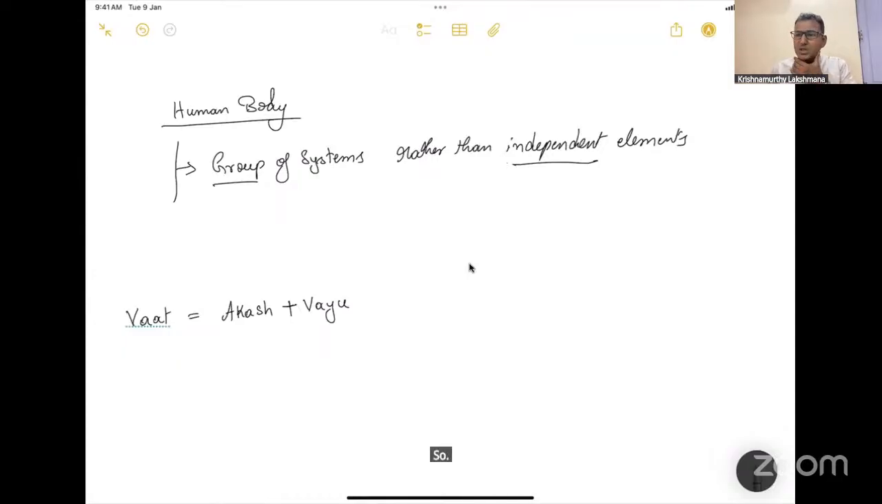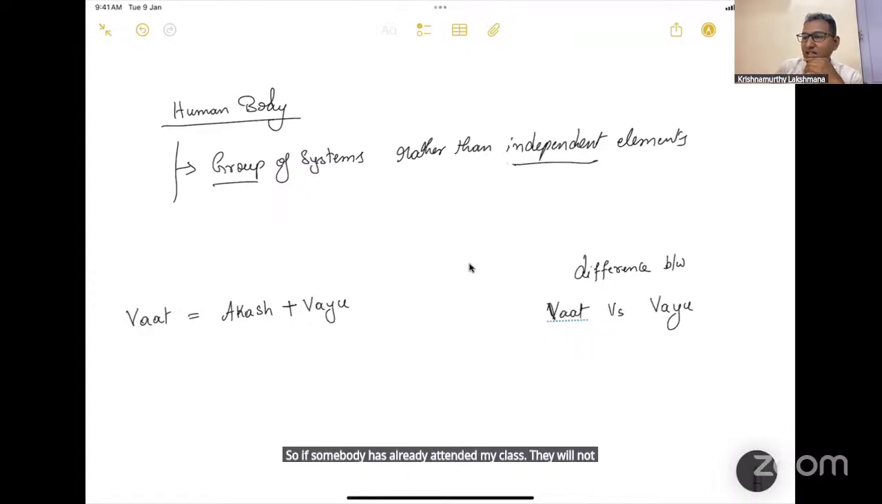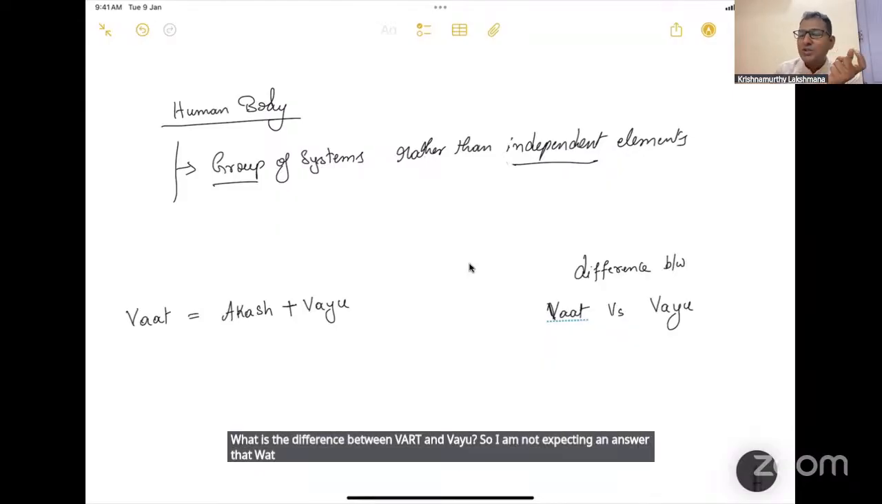So my question is, what is the difference between Vat versus Vayu? If somebody has already attended my class, they will not give the answer. What is the difference between Vat and Vayu? I am not expecting an answer that Vat is a combination of Akash and Vayu. No, that is not the answer. What is it?